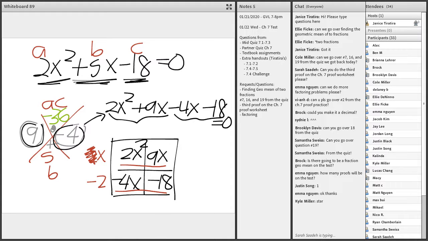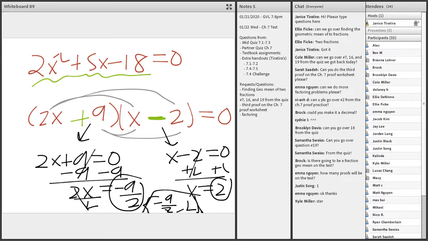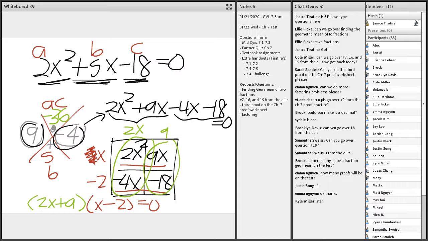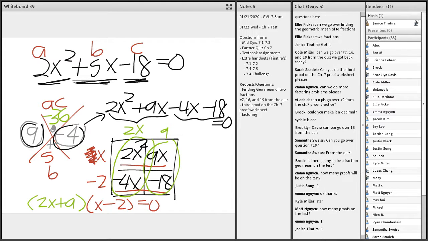Then I look up and down, so these two have a 2x in common, and the last two have a 9 in common. So the outside 2x plus 9 is your factor, and the red outside, x minus 2, is your factor. That's just the same as earlier where I guessed and checked. So guess and check is the eventual goal. If you're still kind of shaky about this, the X box method will always work if it's factorable.